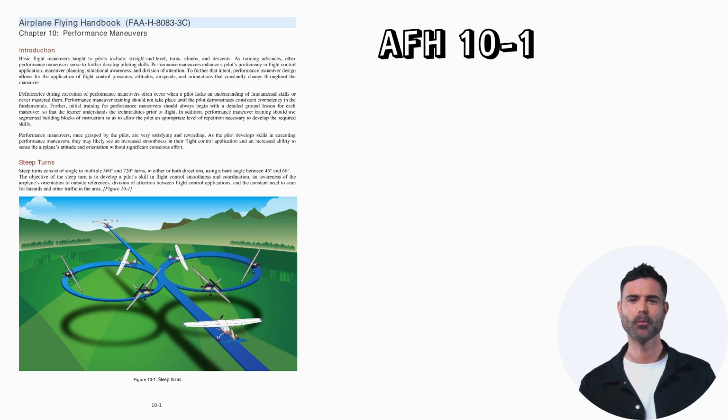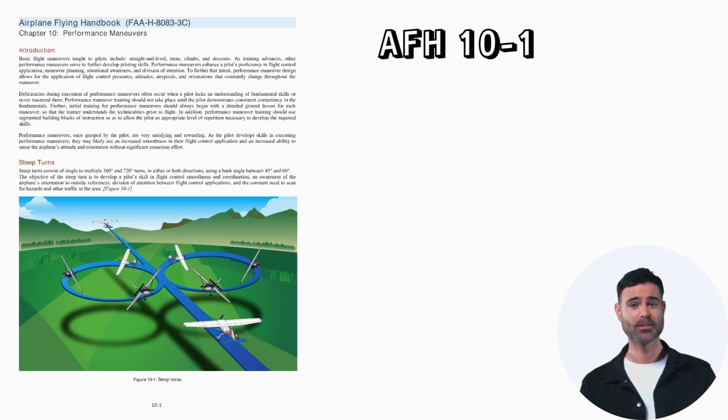Further, initial training for performance maneuvers should always begin with a detailed ground lesson for each maneuver so that the learner understands the technicalities prior to flight. In addition, performance maneuver training should use segmented building blocks of instruction so as to allow the pilot an appropriate level of repetition necessary to develop the required skills. Performance maneuvers, once grasped by the pilot, are very satisfying and rewarding. As the pilot develops skills in executing performance maneuvers, they may likely see an increased smoothness in their flight control application and an increased ability to sense the airplane's attitude and orientation without significant conscious effort.